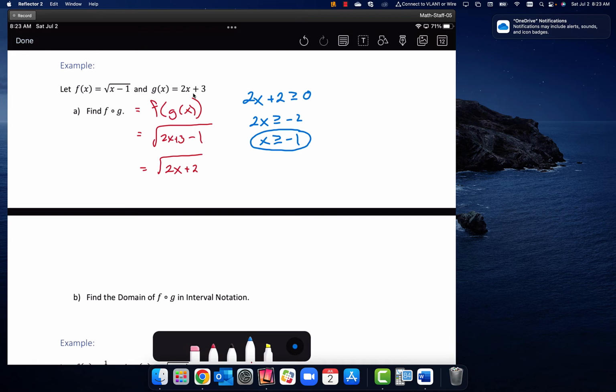But we also need to check for the input function's restriction. In this case, g is the input function, and g is 2x plus 3, which is a polynomial which has no extra restrictions. There's no division by 0, there's no radicals, so we don't have any extra restrictions here. That means our domain is negative 1 included to infinity.